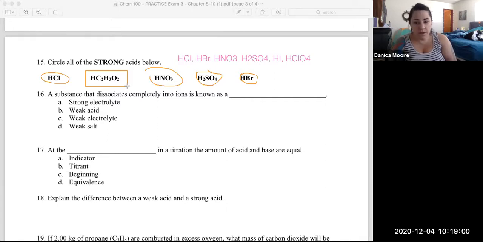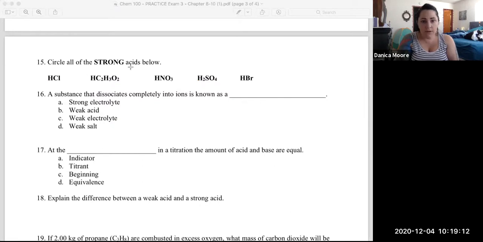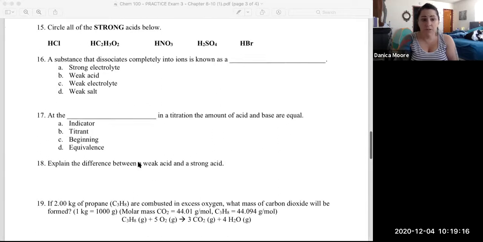Any other questions on that one? Cool. Number 17 is about titrations. Here we are talking about some of the language around titrations. So at the equivalence in a titration, the amount of acid and base are equal, right?